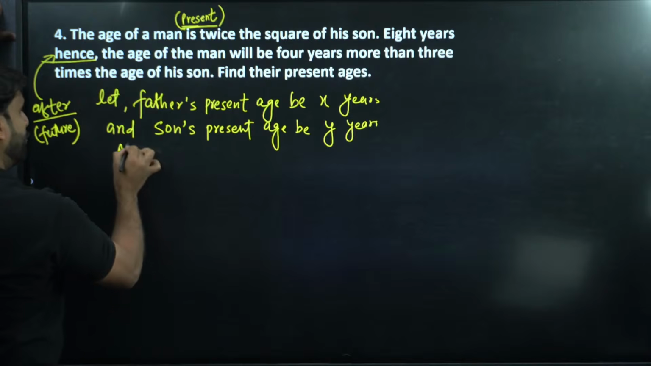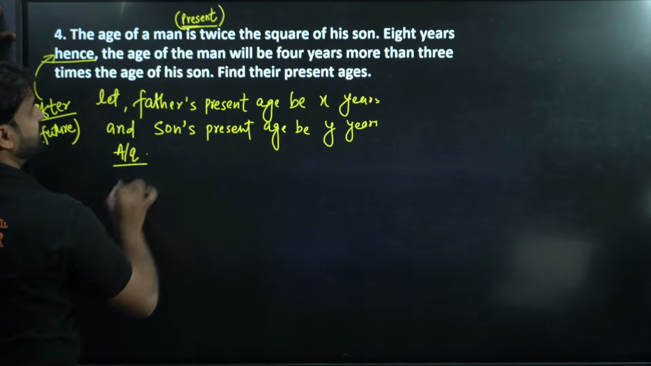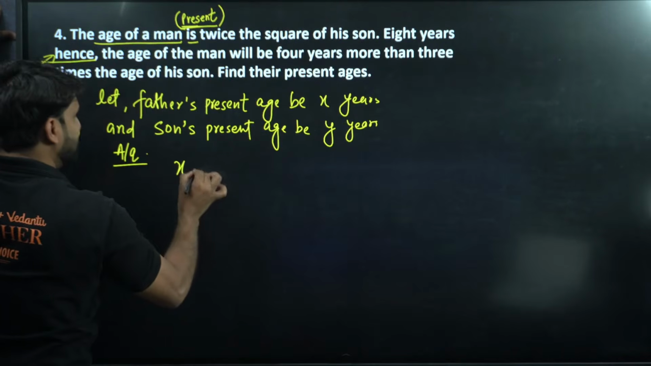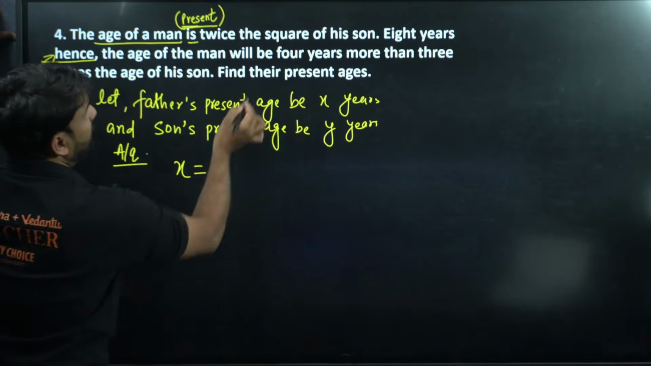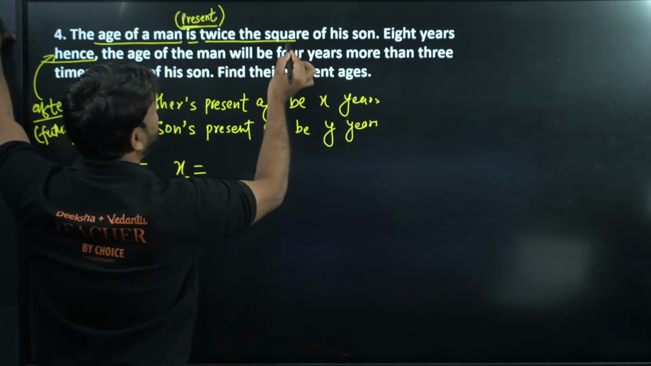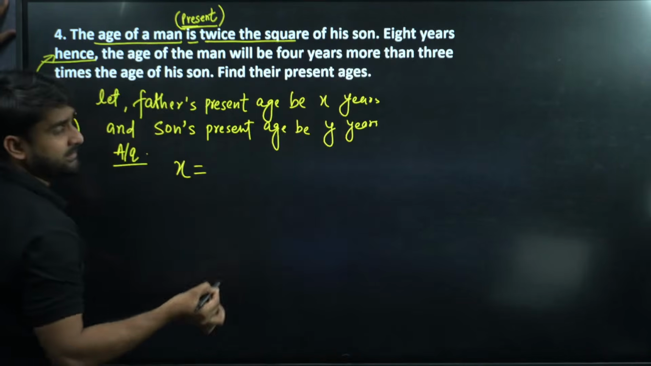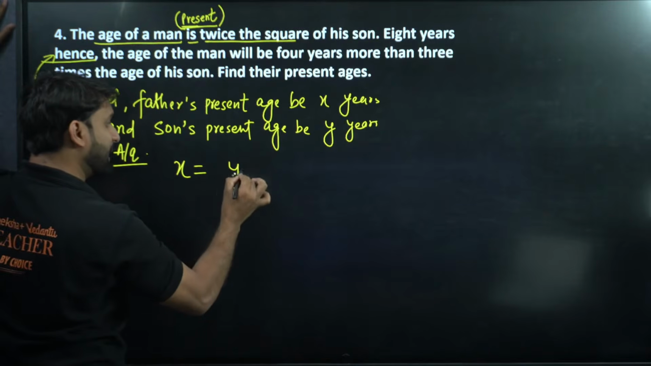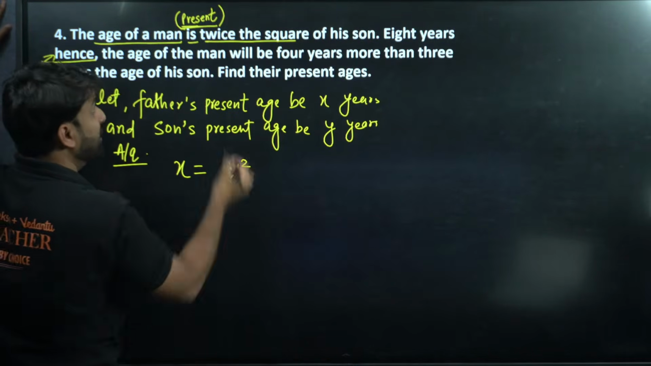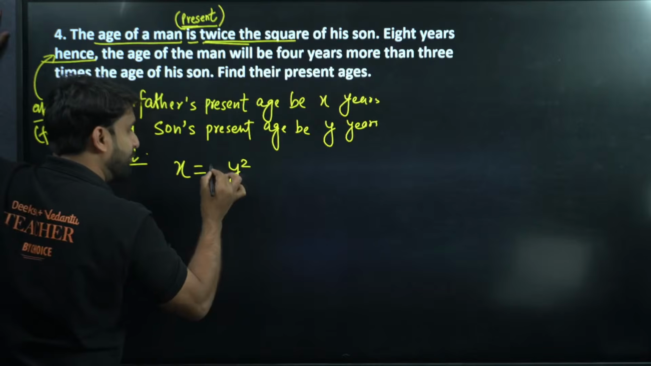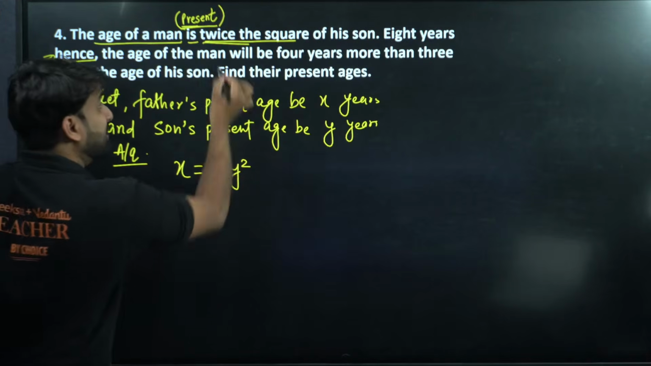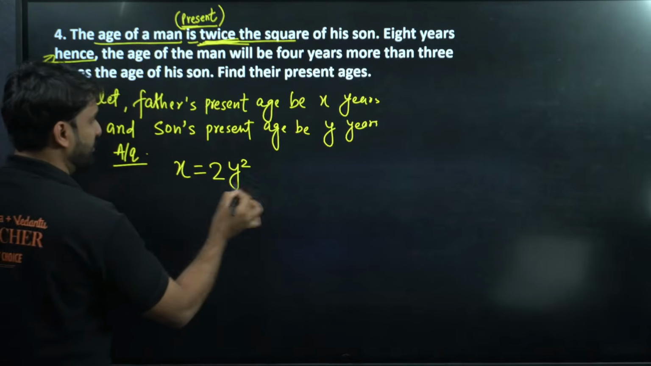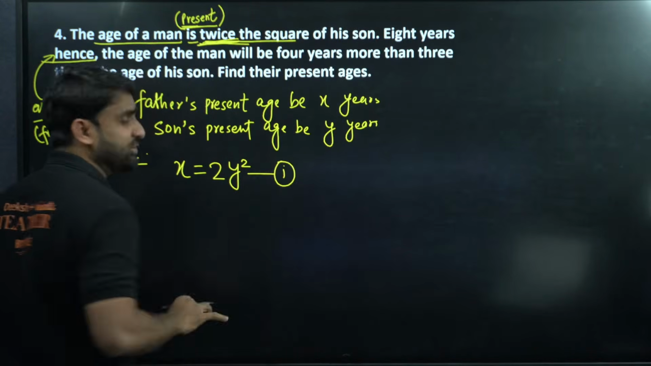So according to the question, the age of a man, X, is equal to twice the square of his son's age. What is the present age of the son? We have assumed Y, and its square will be Y square. But twice the square, so we put twice, which means multiply by 2. So X is equal to 2Y square. This is the first condition.